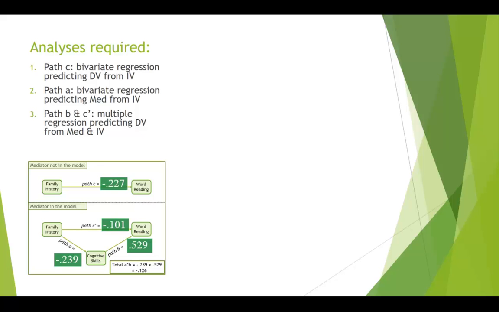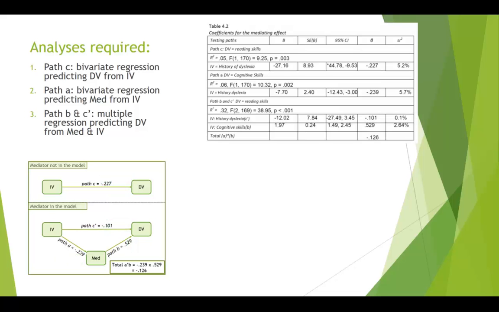Now we don't know whether it's significant. We don't have a test for it yet. Could use a Sobel test. We can also do bootstrapping. That's for another time. This is just about how to get these coefficients.